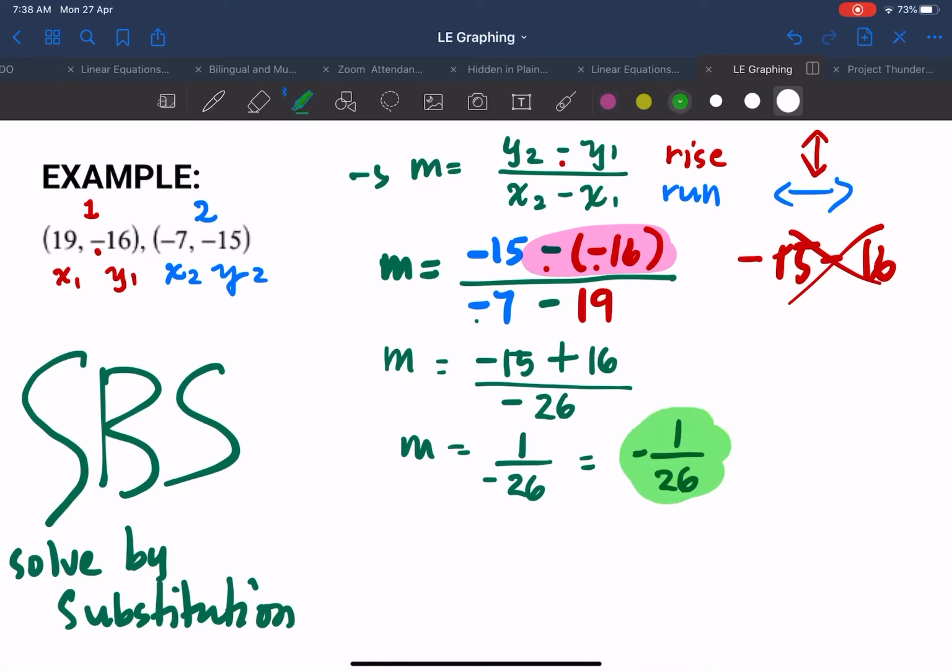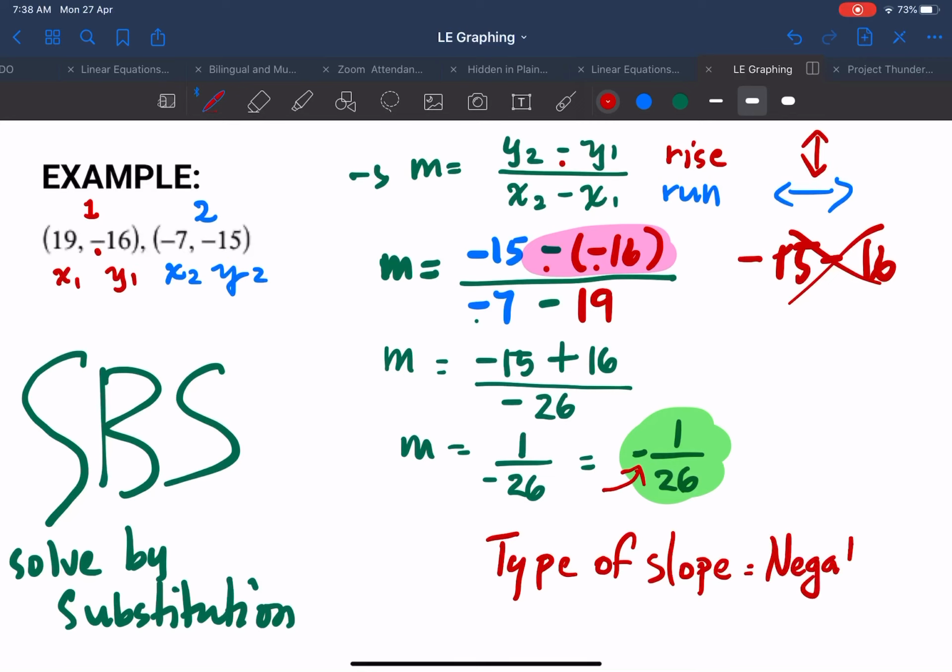Okay, and since there is a negative sign here, we can say what's our type of slope? Our type of slope is negative. So just by this, I can say that this is going to lean this way. Okay, the slope is going to lean to the left. Okay, so hopefully this helps you do the next exercises. Okay, bye bye.